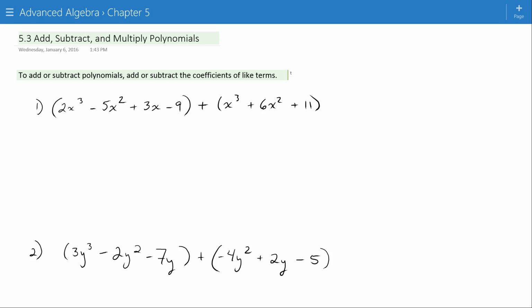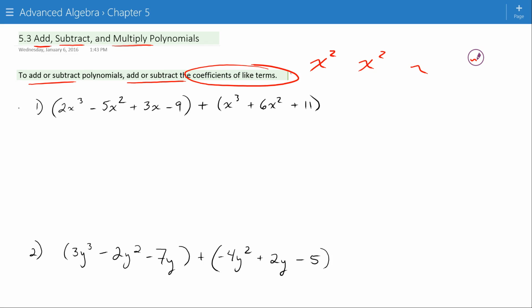Alright, section 5.3 for our advanced algebra chapter is going to be adding, subtracting, and multiplying polynomials together. We're going to really focus on how to do all of those processes. So to add and subtract polynomials, all you guys are going to do is add and subtract the coefficients of like terms.